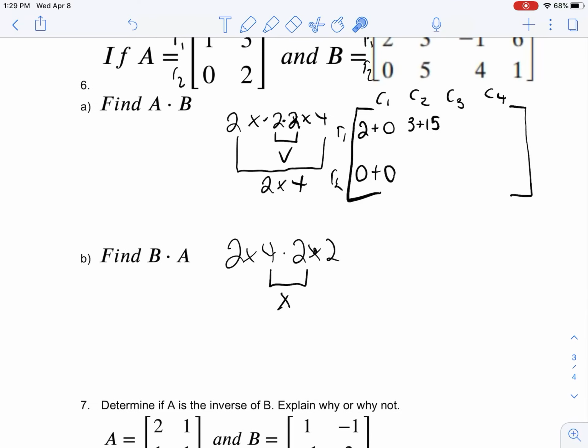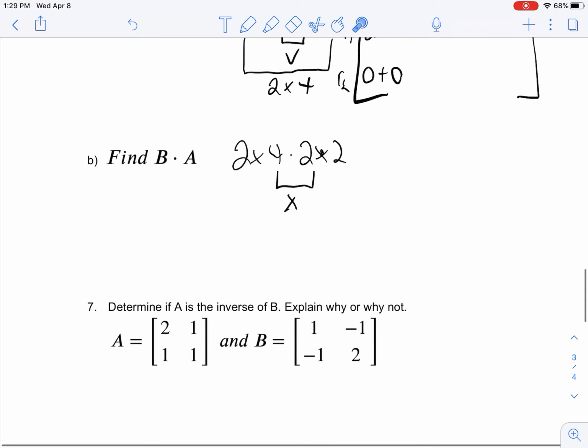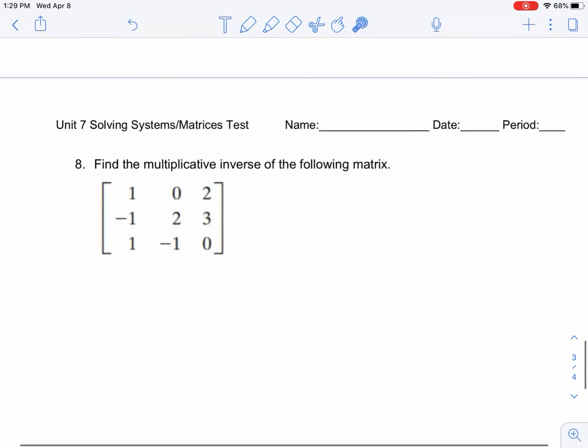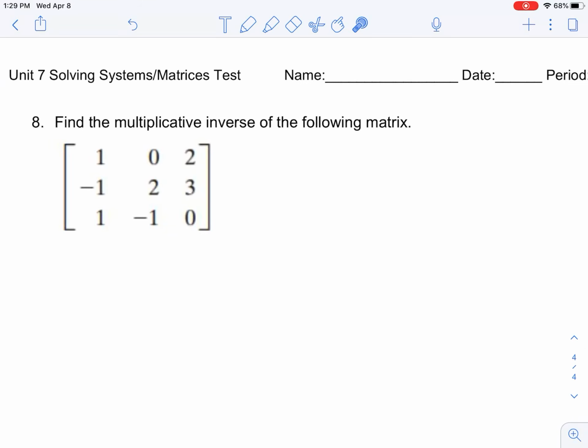So what I wanted to do now is talk about 8. This is the problem that I've had a lot of people ask me about. Essentially, when you're trying to find the multiplicative inverse, what you're doing is setting this equal to row echelon form, and then you're trying to get it in that same format.